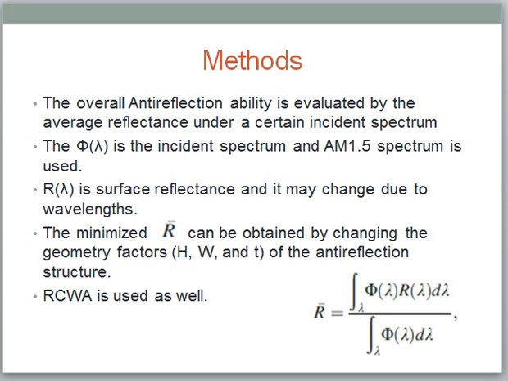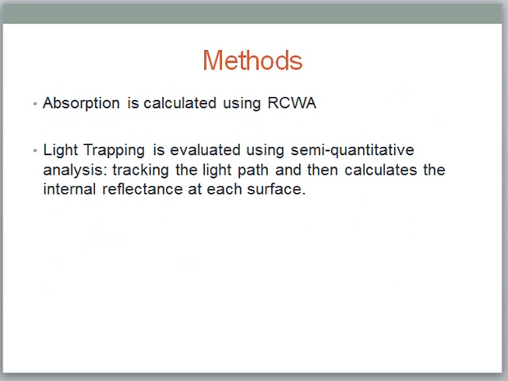Besides evaluating the formula, the RCWA method is also used to evaluate the anti-reflection, and RCWA is also used to evaluate absorption. As for light trapping, semi-quantitative analysis is used. Basically, it is tracking the light path and then calculating the internal reflectance at each surface.